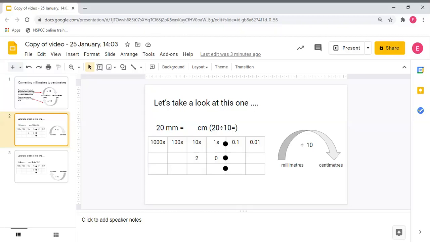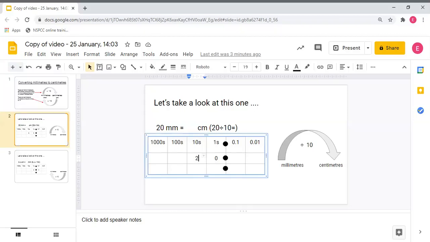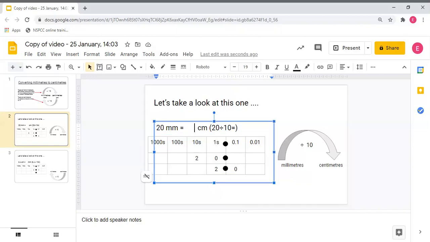I'm dividing by 10, so each digit is going to move one place to the right. My 2 tens is going to jump from my tens column to the ones. It's moved one place to the right. My 0 ones is going to jump one place to the right. It's going to move from the ones column into the tenths column. Because I have no other digits after the decimal point, I don't need to worry about writing the 0. I'm just going to write it as 2. So 20 millimetres is the same as 2 centimetres.